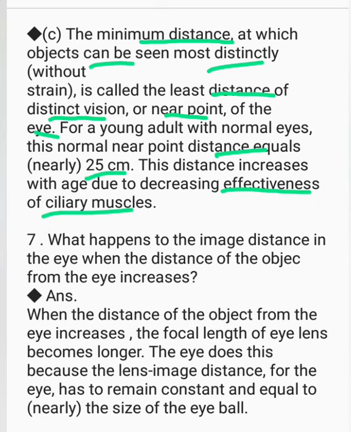Now the next question, what happens to the image distance in the eye when the distance of the object from the eye increases? Answer, when the distance of the object from the eye increases, the focal length of the eye lens becomes longer. The eye does this because the lens image distance for the eye has to remain constant and equal to the size of the eyeball.